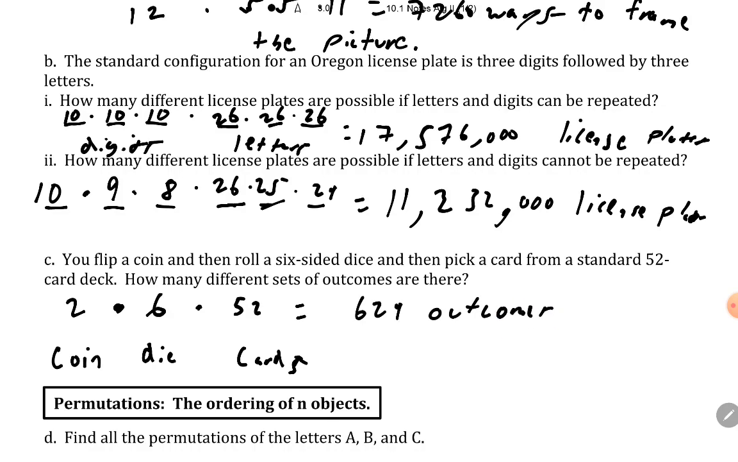So I could roll heads, a number 3 on the die, and draw a 6 of clubs. Or I could get the same heads and the same number 3 on the die, but have the 6 of hearts instead of clubs. And those would be 2 different outcomes.